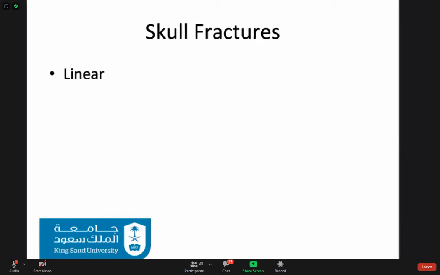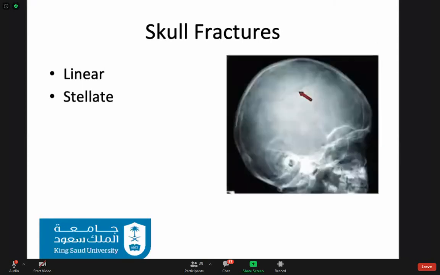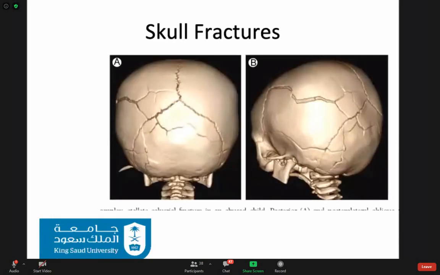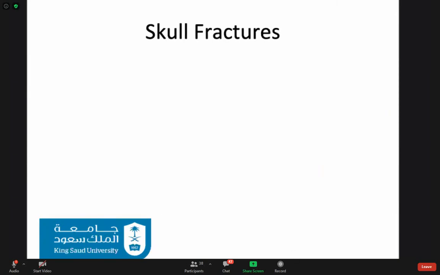Skull fractures, linear. I'm just going to show you pictures of what these can be. So this is a linear injury, very simple. It's linear. Stellate, which is this one, and you can see how expansive this injury is. Okay. So linear basically is one line. Stellate is multiple lines conjoined together.